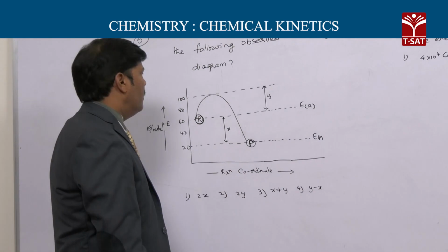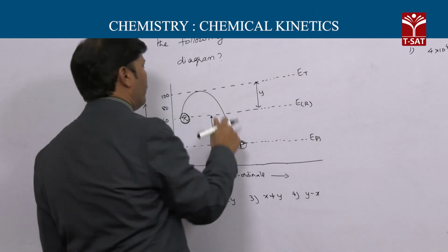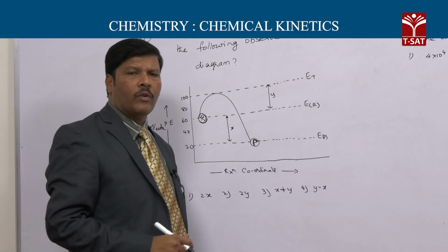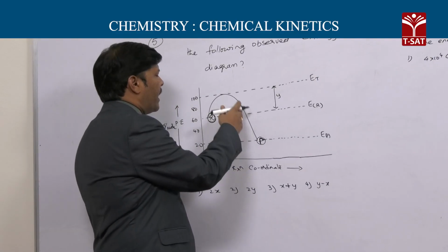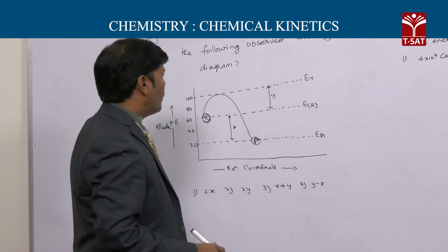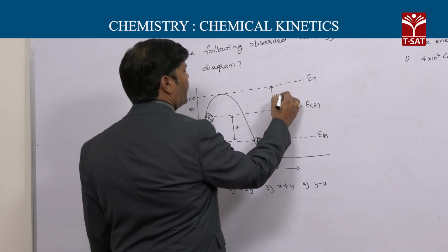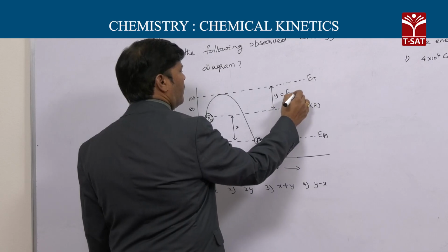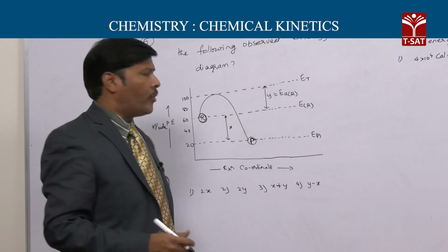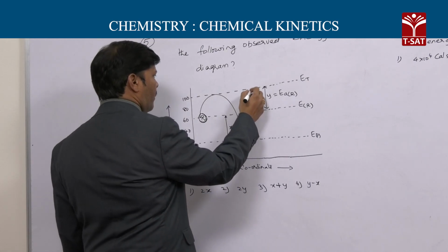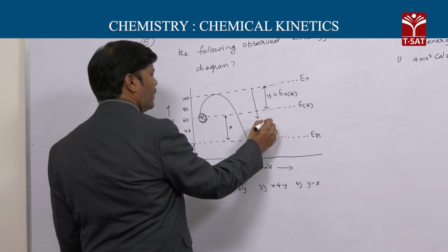Now this is the threshold energy. The maximum height of the curve gives us the activated complex, and from there, because of effective or fruitful collisions, all the reactant molecules get converted to product molecules after acquiring a sufficient amount of activation energy. So this Y stands for the activation energy of the reactants, and for the activation energy of the products, I can just extend one more here. This is the activation energy of the products.